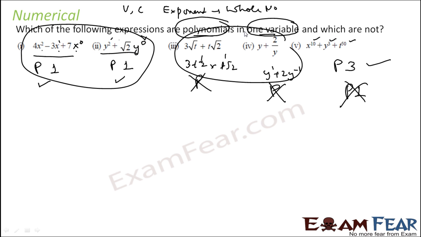I'll request you guys to pause this video and understand why these are polynomials and why these are not polynomials, why these are polynomials in 1 variable and why some of these are polynomials in 3 variables.